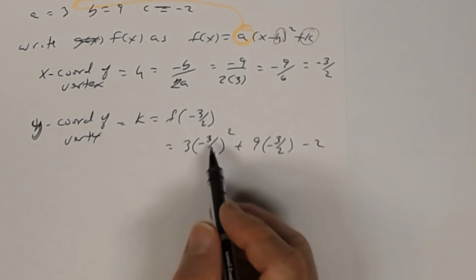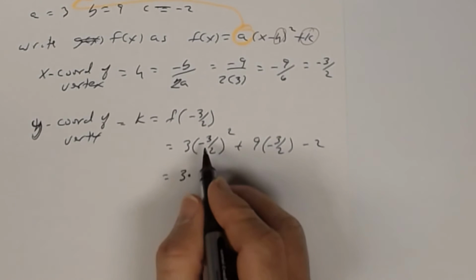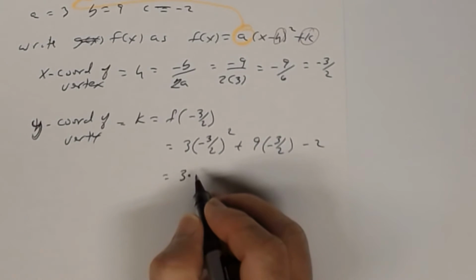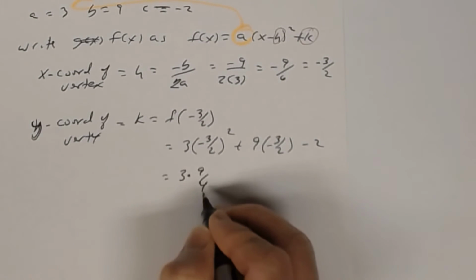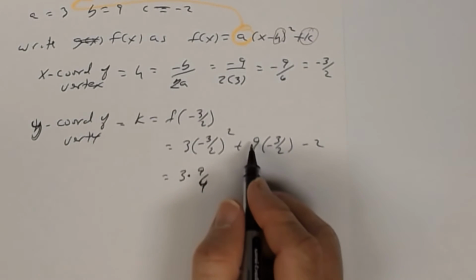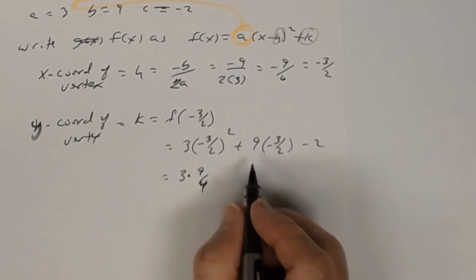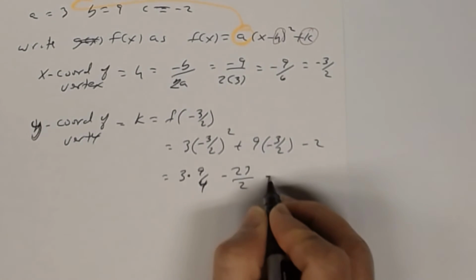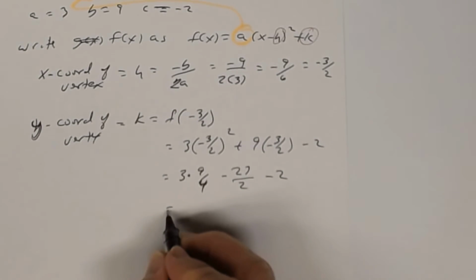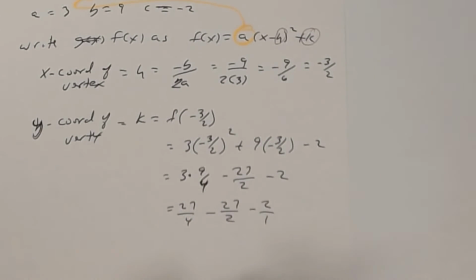So negative 3 halves times itself, this becomes 3 times negative 3 halves times itself is a positive 9 fourths. Negative 3 times negative 3 is 9. 2 times 2 is 4. So be careful. Over here, that becomes 9. 9 times negative 3 is a negative 27 divided by 2, because that's 9 over 1, 1 times 2 is 2. And then minus 2. Now this becomes 3 times 9 is 27 divided by 4. So I get 27 divided by 4 minus 27 divided by 2 minus 2 divided by 1.